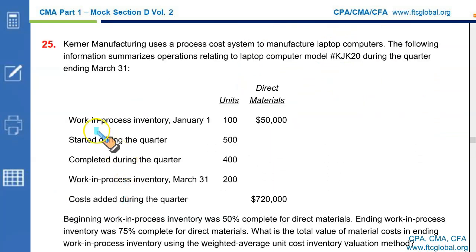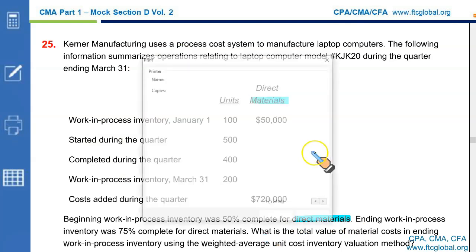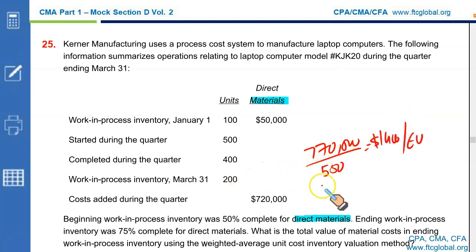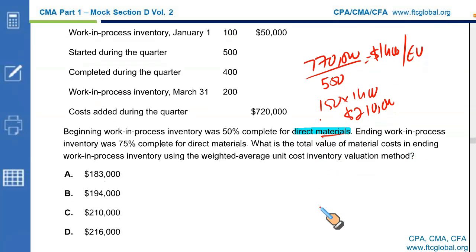This question is exactly the same. What he has done, he simply replaced direct labor with direct material. You will do everything as is, and simply take the numbers from the previous one. 770 divided by the EUPs will be again 550. The result will be 1400 per EUP of material. Since you have 150 units in the EUP of material, multiplied with 1400, exactly the same answer. It's absolutely the same with material replaced with the word labor. 210.